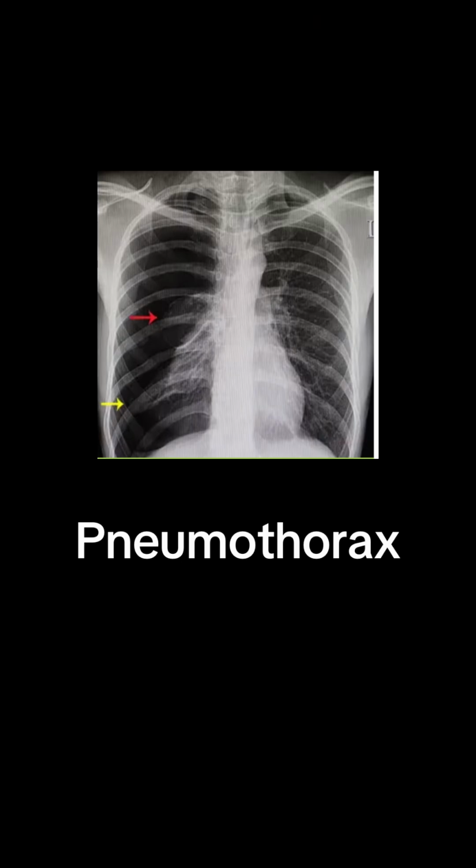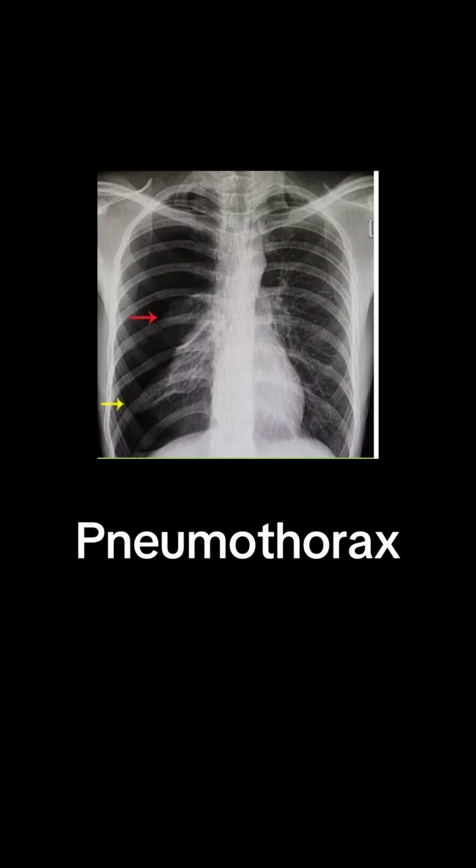We know that pneumothorax carries a very important significance in step 2 CK, and we'll go step by step towards the pathophysiology and management of pneumothorax. So, what is pneumothorax? Basically, pneumothorax is defined as the accumulation of air in the pleural space, which results in partial or complete lung collapse.